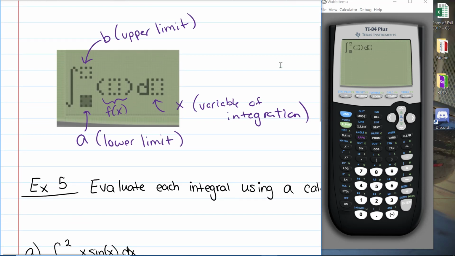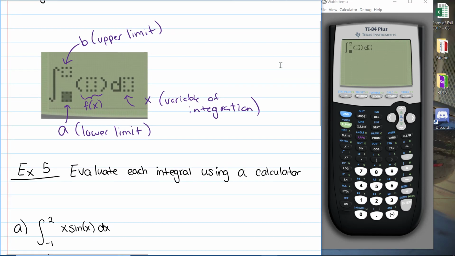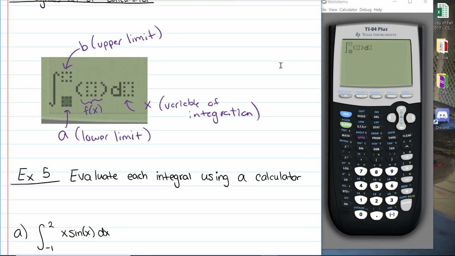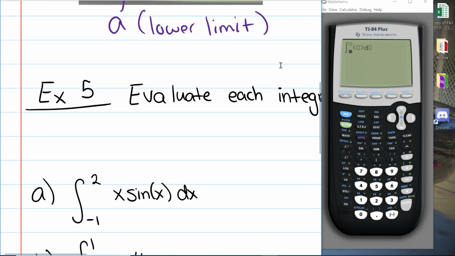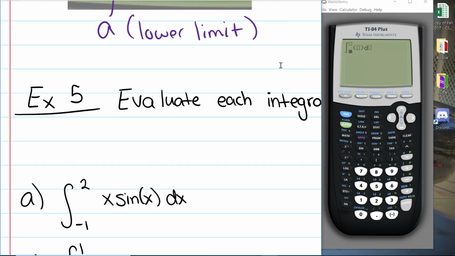So if we scroll down to example 5, which says evaluate each integral using a calculator, let's talk about how to solve part A. It says we want the integral from -1 to 2, so you can see how it's blinking on the lower limit. So you type in -1, then you push up on the keypad and it'll take you to the top of the integral. Then you're going to type in the number 2.